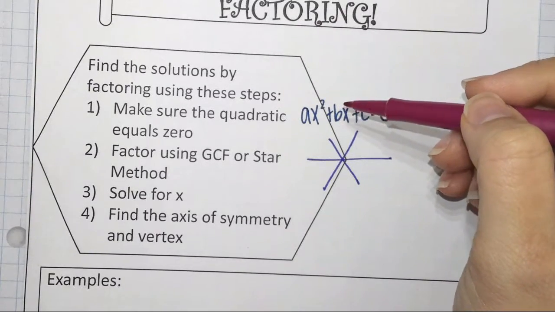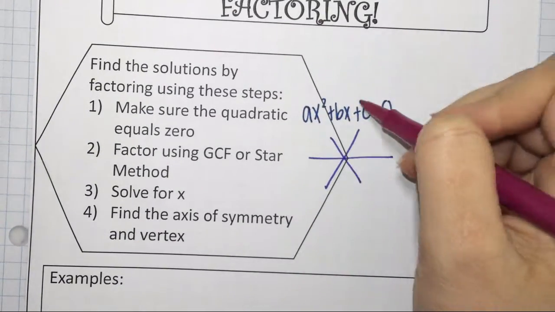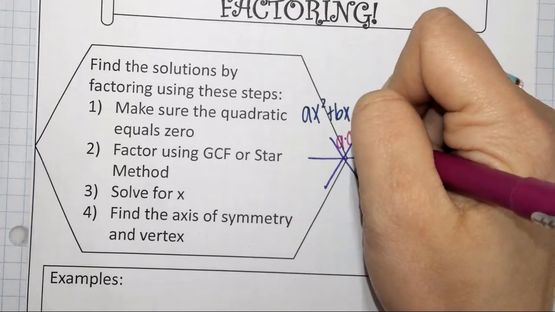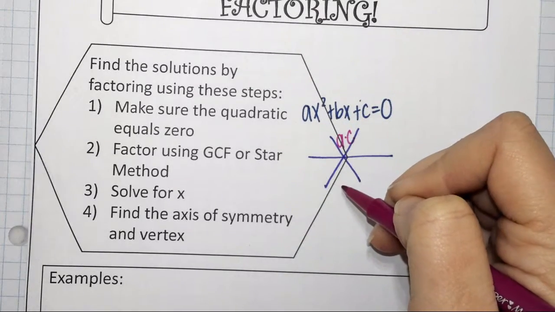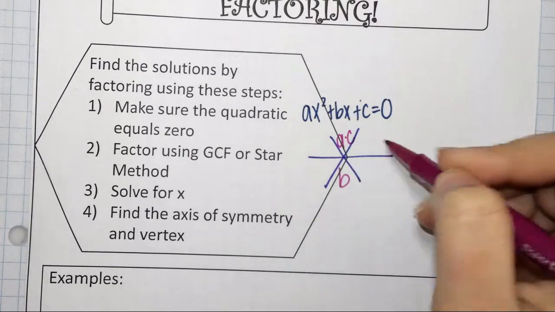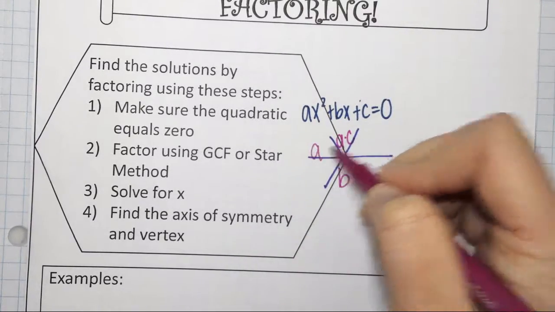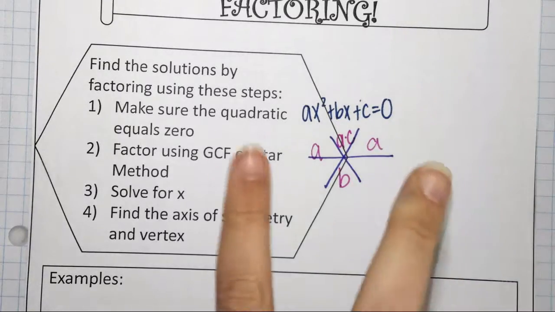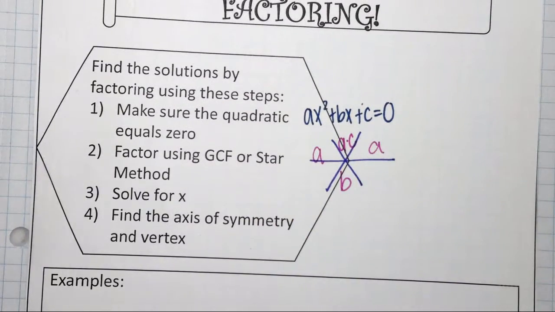Alright, so when you're factoring, remember you have to do A times C, and you put it right here. What goes in the bottom of your star? What goes in the top left and right? A. And then what goes in the bottom left and right? Your factors.